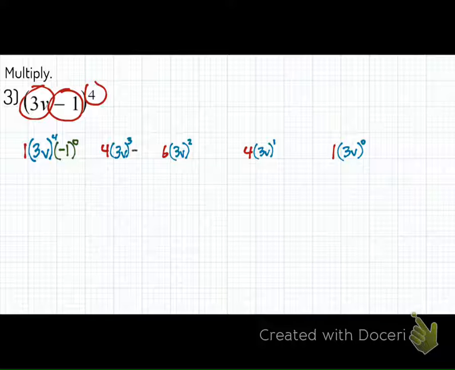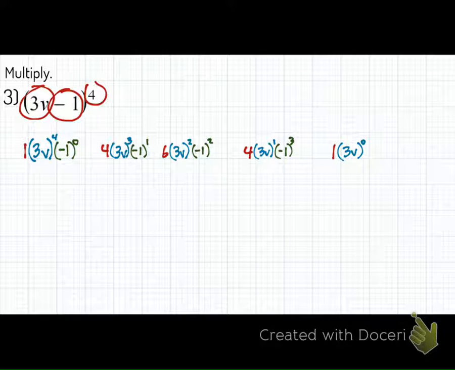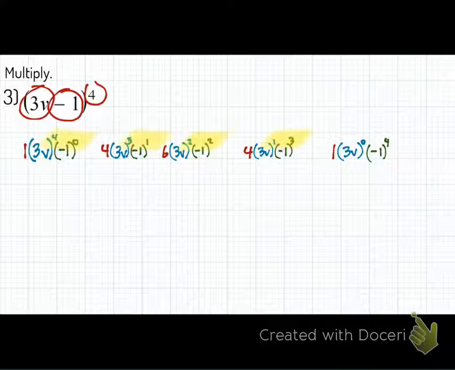-1 to the 1st, -1 to the 2nd, -1 to the 3rd, then -1 to the 4th. Okay, and when I do this, check your papers along with me. Look at my exponents on each expression. You see how my exponents add up to 4? You'll notice that? All notice that? Yeah. Okay, good.